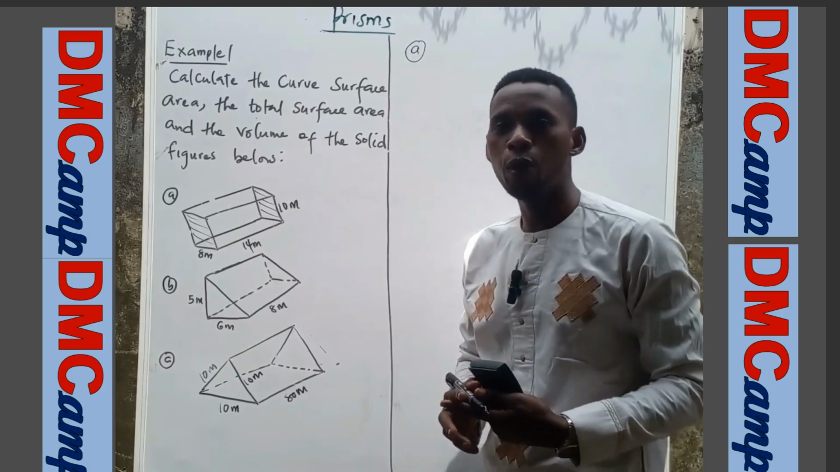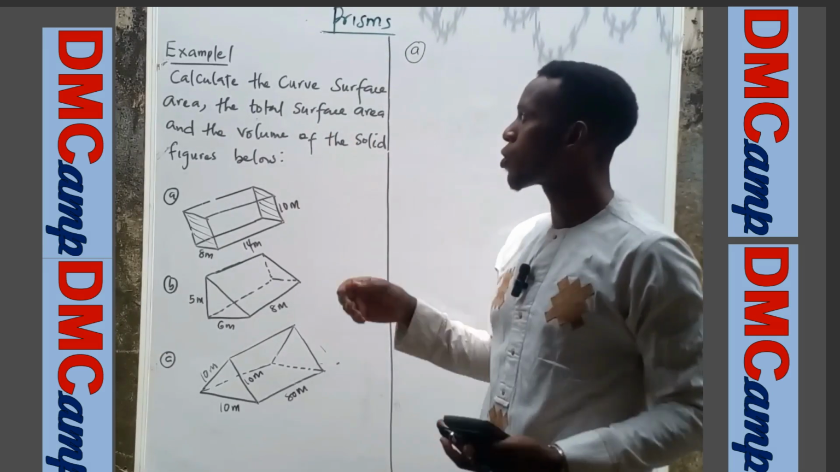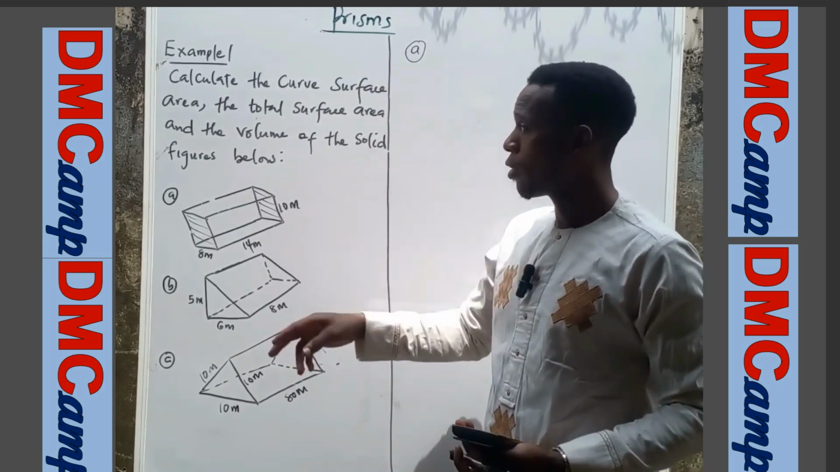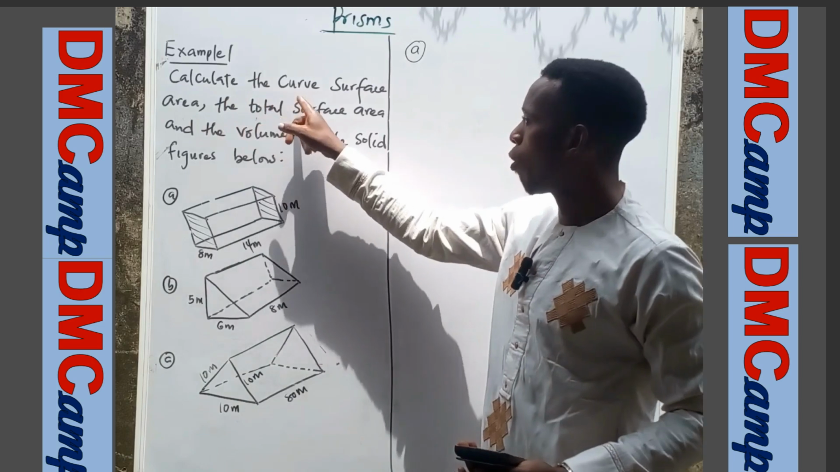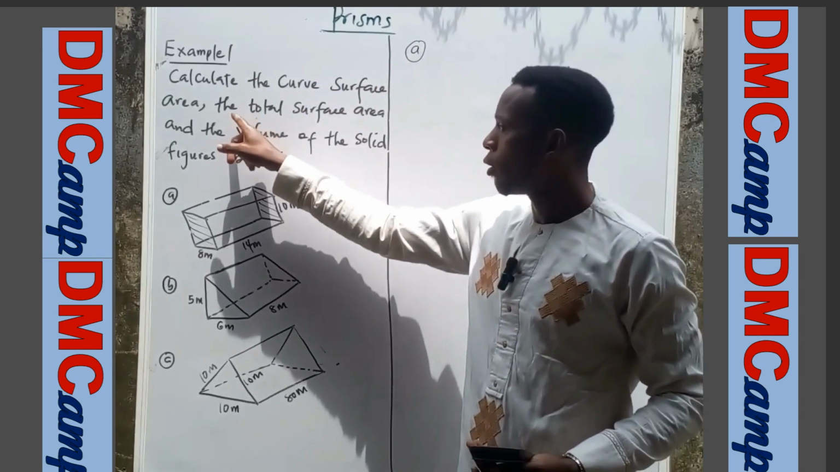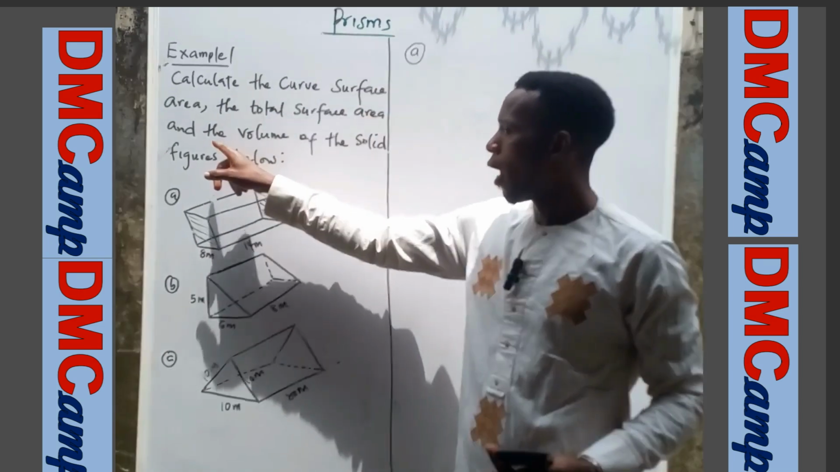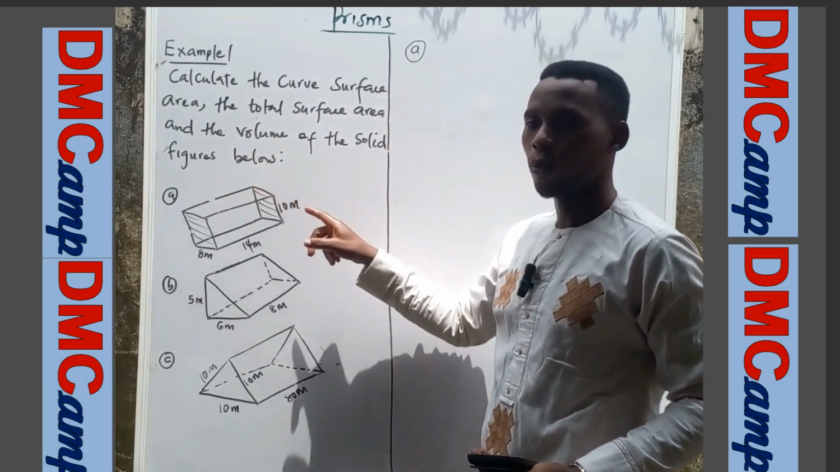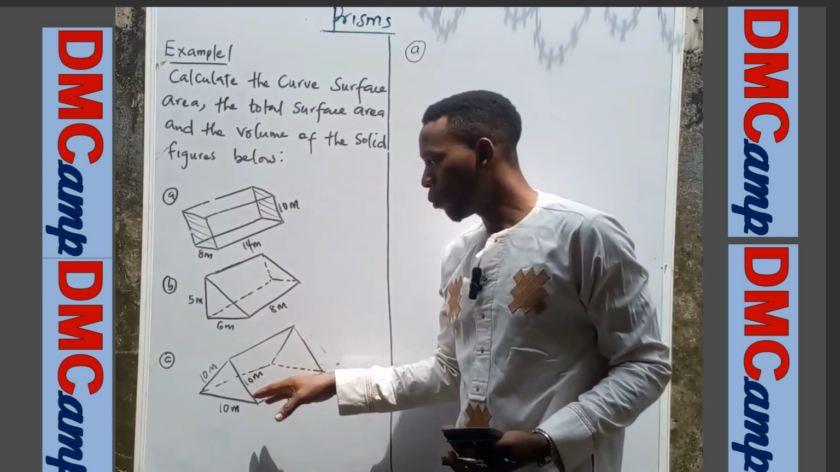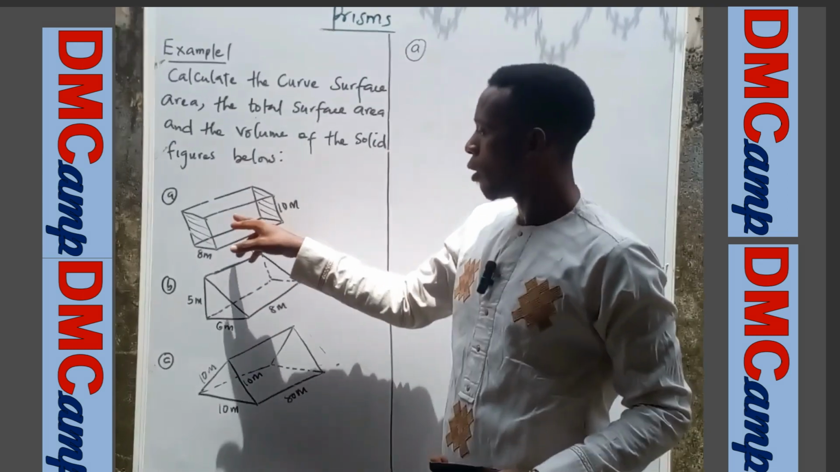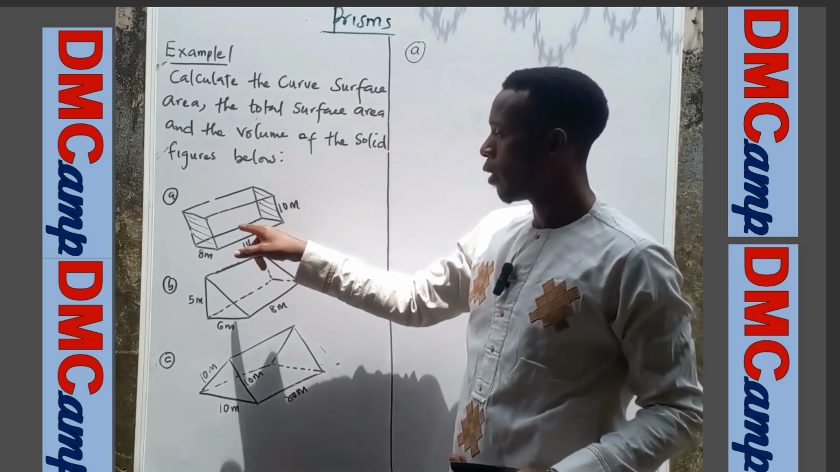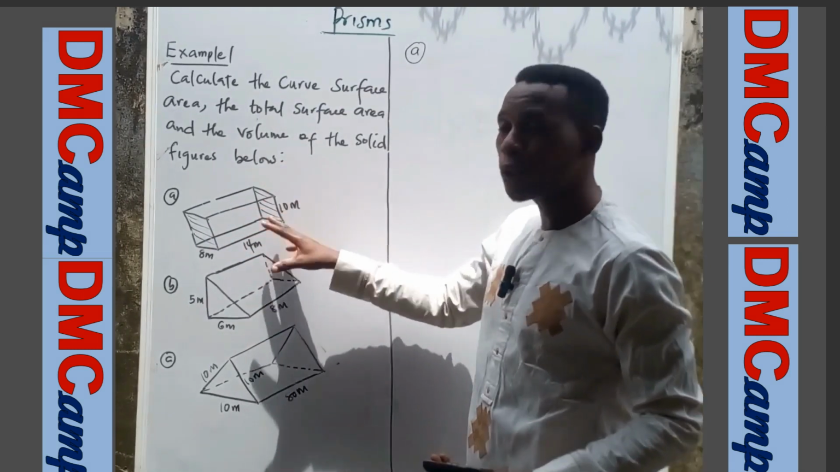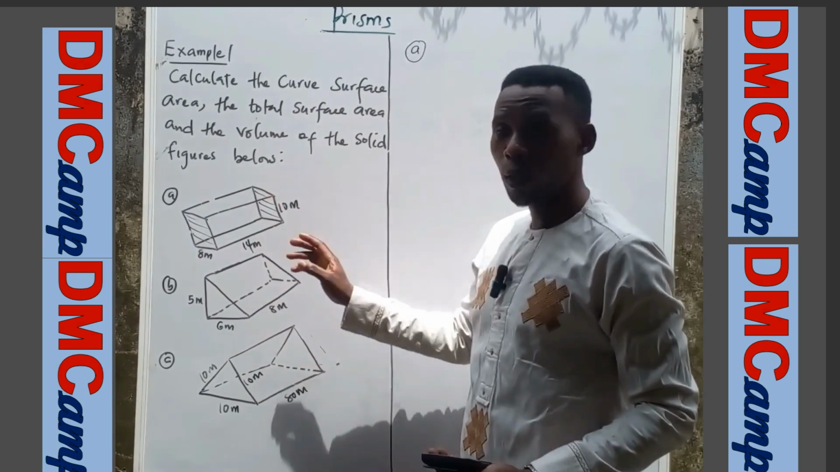And today we are going to be looking at the examples under prism. Now, the first one says, calculate the curved surface area, the total surface area, and the volume of the solid figures below. So we are going to be calculating the curved surface area, the total surface area, and the volume of each of the following figures.